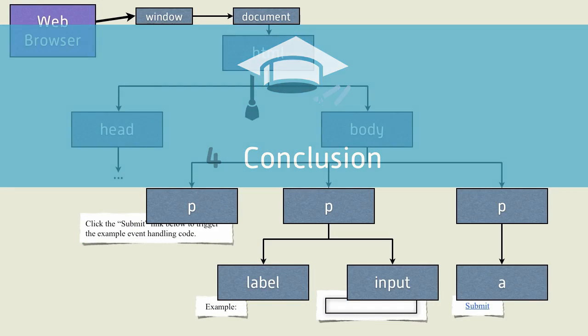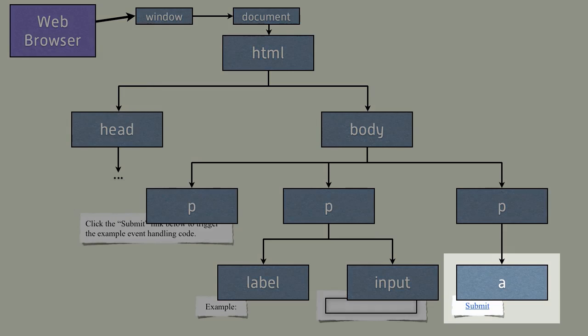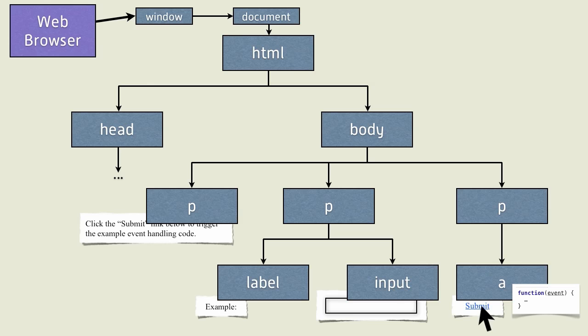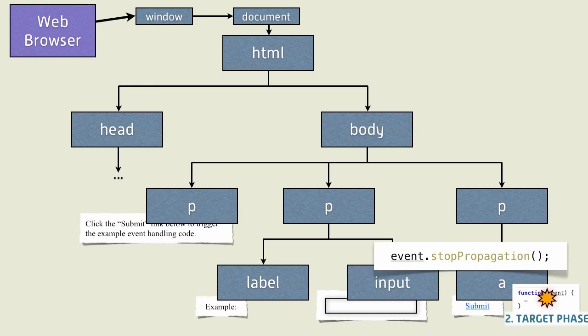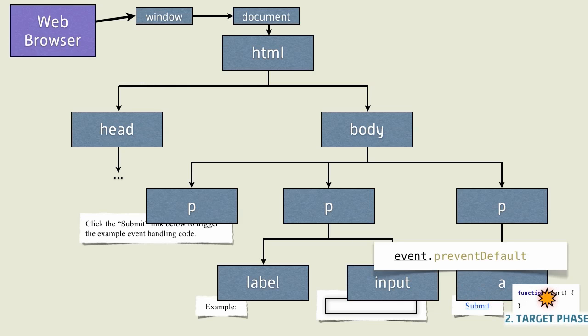In summary, we're looking at how to test UIs. We've looked at how DOM events work. You can handle events by calling add event listener, and then when an event is triggered, the event handlers execute in three phases: a capturing phase, a target phase, and a bubbling phase, and then the browser executes a default action. You can cancel the event handlers by calling event.stopPropagation, and you can cancel the browser default by calling event.preventDefault.